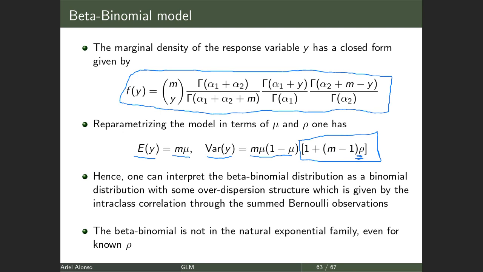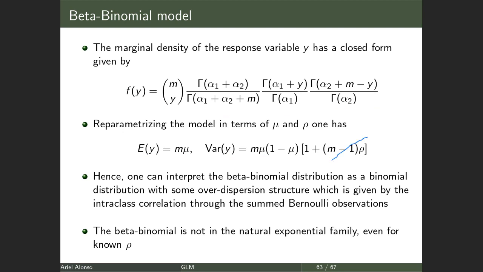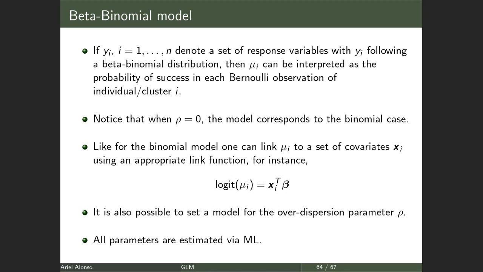If the intraclass correlation is 0, then you are summing independent Bernoulli events, and in that case, your response variable y is going to be binomial. And you can see it very clearly here that if rho is 0, this term disappears, and you get the mean equal to m times mu, and the variance equal to m times mu times 1 minus mu. That's a binomial distribution. So when rho is 0, you get indeed the binomial distribution, because then the y is the sum of independent Bernoulli. And the beta binomial is not in the natural exponential family. So it's not a GLM model, but it's a very useful model.